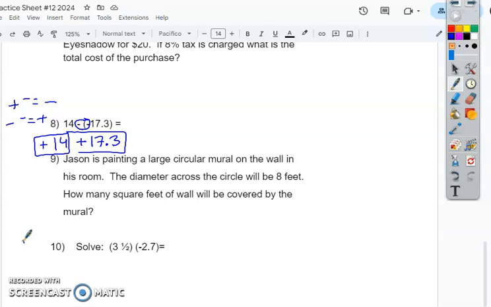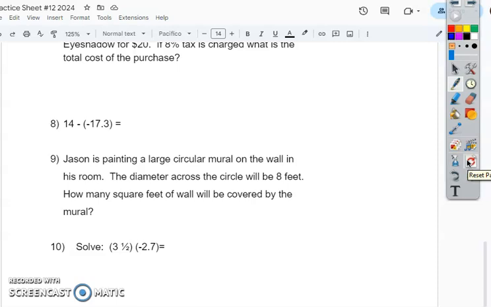Okay, number 9. This was a problem very similar to what was on the test. Jason is painting a large circular mural on the wall in his room. The diameter across the circle will be 8 feet. The diameter is 8. How many square feet will be covered by the mural? So, several things here. We've talked about this. Painting, square feet, covered. Guys, you are solving for area of the circle. Make sure you find the radius. Okay? And the last one.